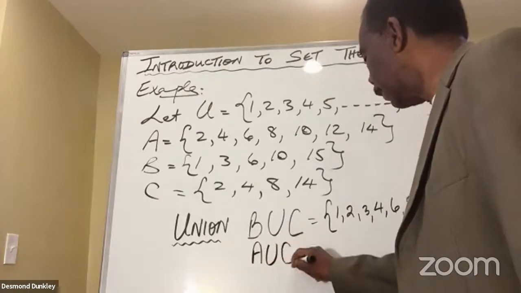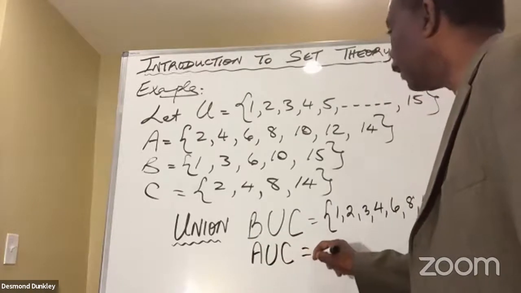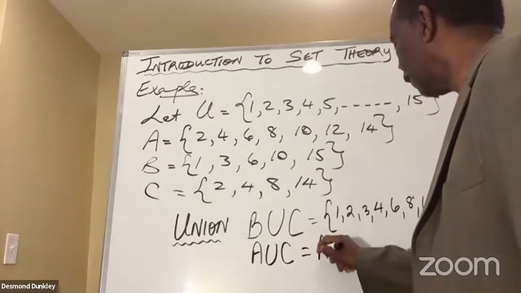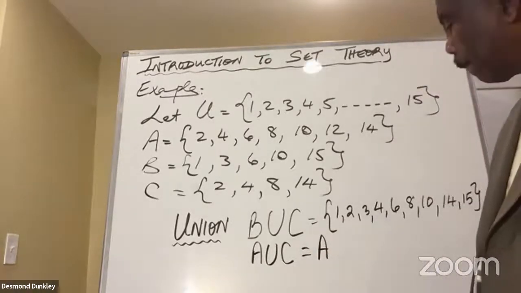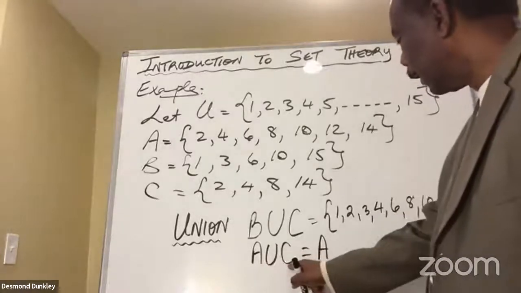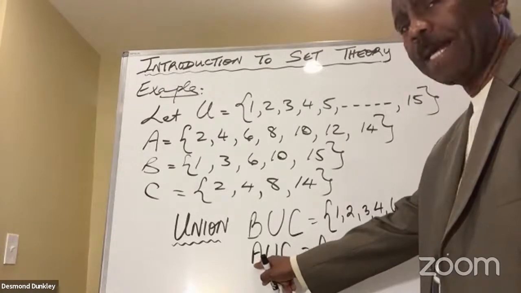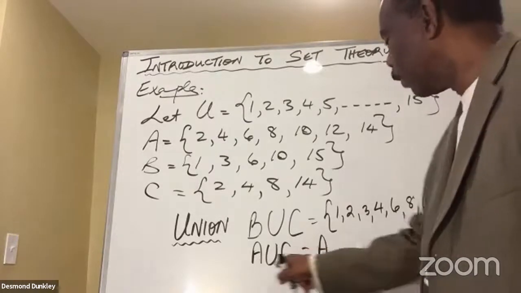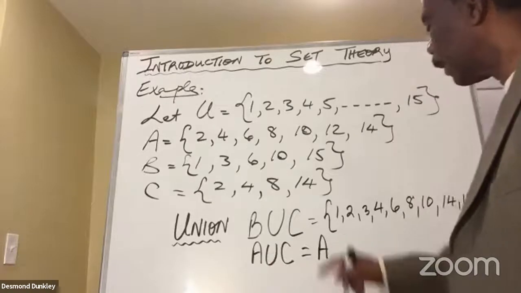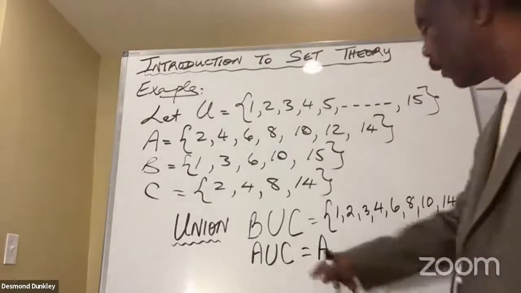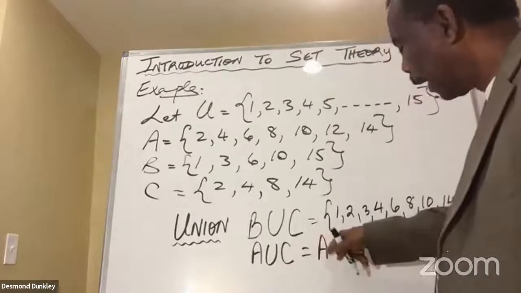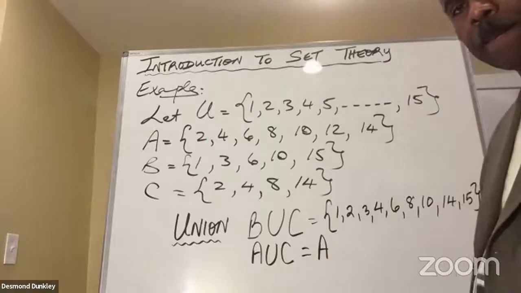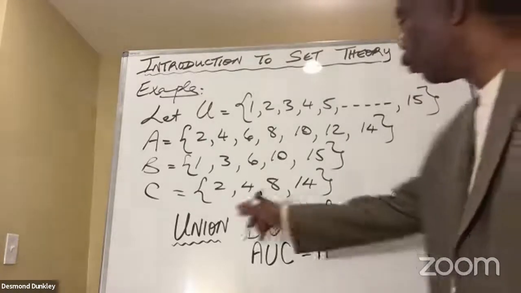We also notice that A union C is actually equal to the set A, because everything that is in C is also in A. So therefore, when you do the union, you still get A, because there's nothing in C that is not in A. Okay, so that's the union.